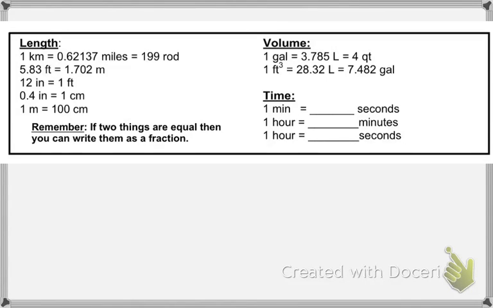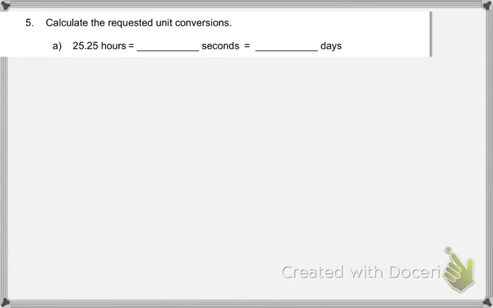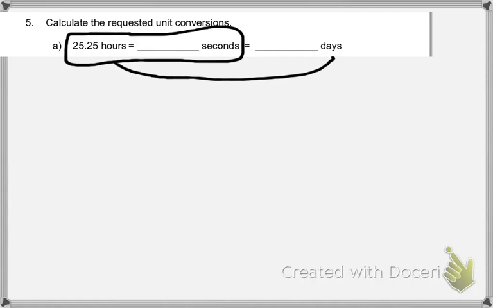Often in life, in order to do a calculation that you need, you have to get all your dimensions into the same units. So here are some common units and their equivalent amounts that you will be asked to use. In this first question, it says calculate the requested unit conversions. They want us to convert 25.25 hours into however many seconds that is equal to. That will be one calculation. And then they're asking us to convert 25.25 hours into how many days that is equal to. So that'll be a second calculation.